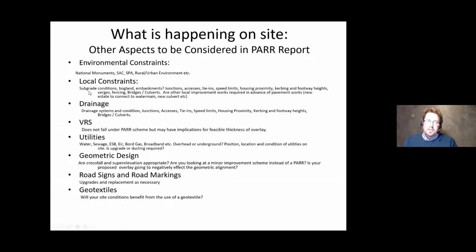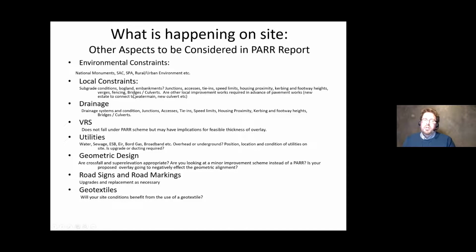Then more local constraints. What are your subgrade conditions driven by? Is it bogland? Are you on an embankment? What junctions have you? What accesses have you and tie-ins? If you have an exceptional amount of accesses and tie-ins and junctions, are you going to get away with a 150 mil overlay? Again, the proximity of the housing is going to be critical in terms of your surface selection, and the curbing and footway heights are going to curtail the depth of overlay that's feasible. The condition of your verges and fencing should be noted, and if fencing needs to be replaced. Bridges and culverts, both overhead and underground. You don't want to be overloading a bridge that's under.